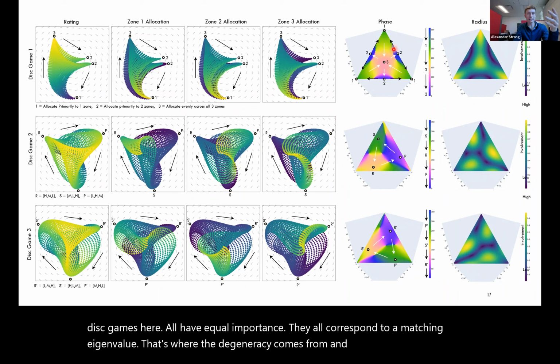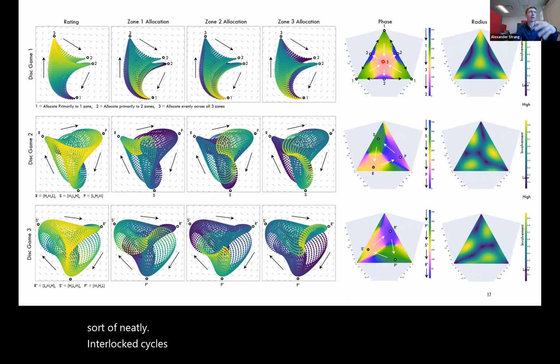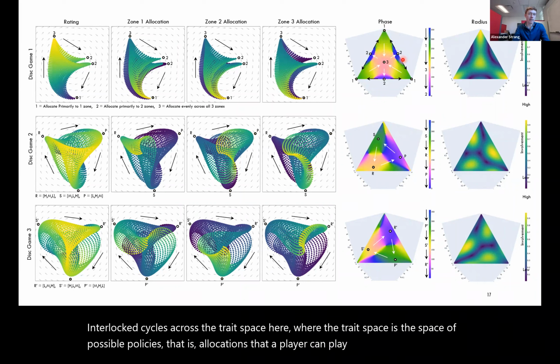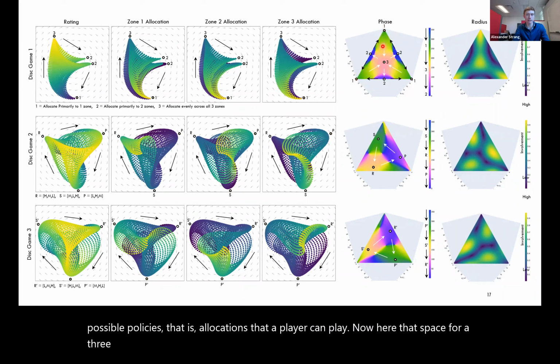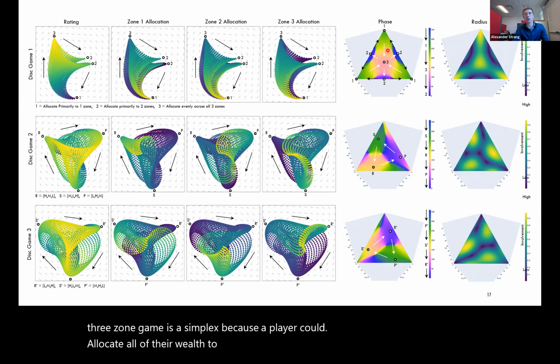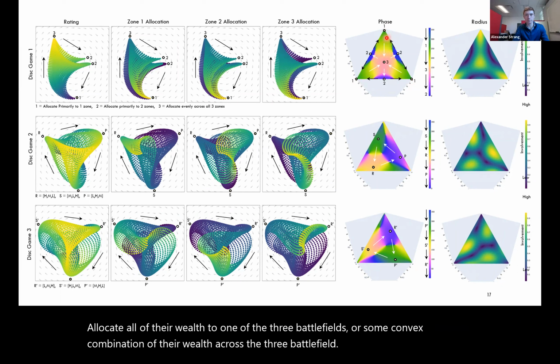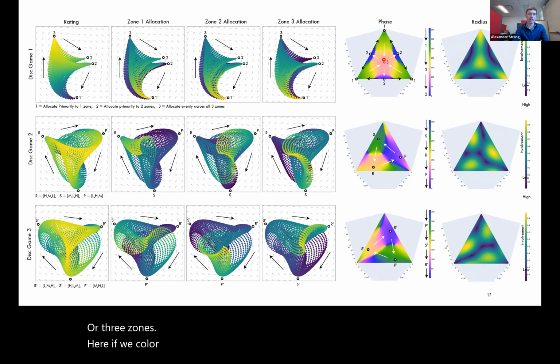And they represent a set of neatly interlocked cycles across the trait space, where the trait space is the space of possible policies, that is, allocations that a player can play. Now here, that space for a three-zone game is a simplex, because a player could allocate all of their wealth to one of the three battlefields, or some convex combination of their wealth across the three battlefields, or three zones. Here, if we color that space by angle within the disk game, we see that there's basically three categories here. There's a center category, a side category, and a corner category.